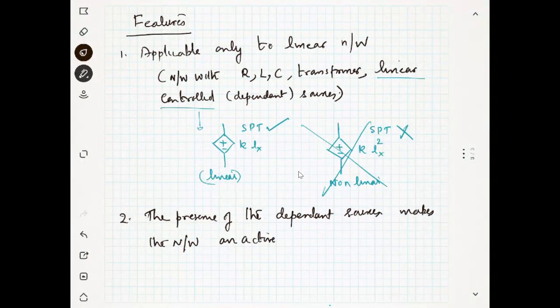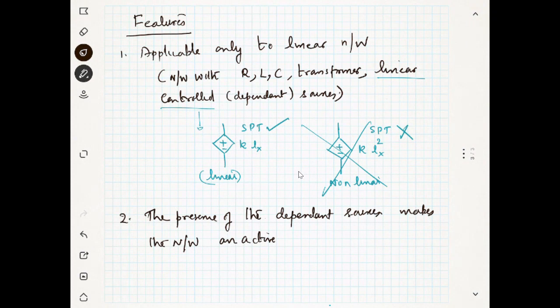Okay, this point is clear. If there is a dependent source in the network, it is actually an active element. A dependent source will usually be made by using a transistor. You know this point, right? And a transistor is nothing but an active element. It is not a passive element. We know this thing. Is it clear?